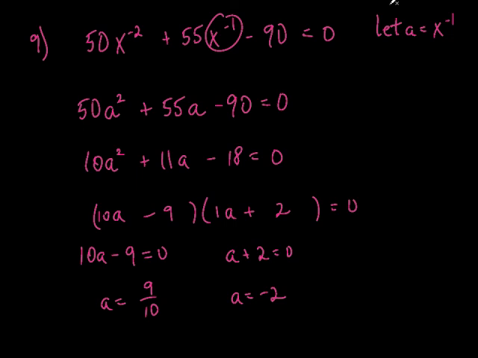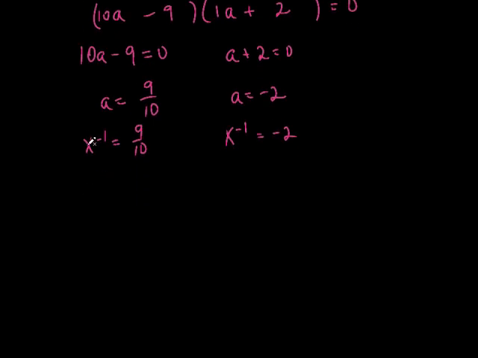And we're almost there. Remember, we've got to go back to this, right? We want to solve for x. So a is equal to x to the negative first. So this would be x to the negative first equals 9 over 10, and this would be x to the negative first equals negative 2. We talked about this on Friday. In order to solve for x to the negative first, you could take this to the negative first, or you could realize this just means the inverse of x, doesn't it? So if I take the inverse of the inverse, I've got x.